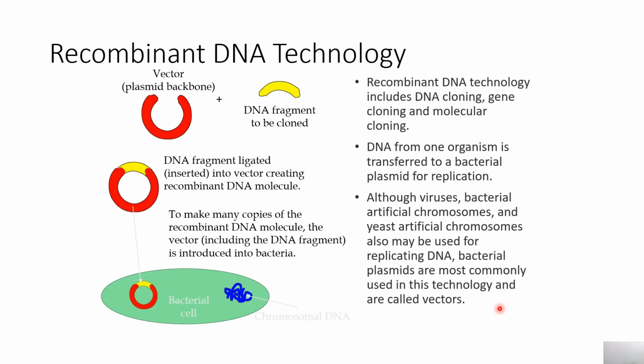Now, what is recombinant DNA technology? There is a vector, a plasmid backbone, and a DNA fragment to be cloned. Then the DNA fragment is ligated into the vector, creating a recombinant DNA molecule. Now, to make many copies of the recombinant DNA molecule, the vector is introduced into bacteria.